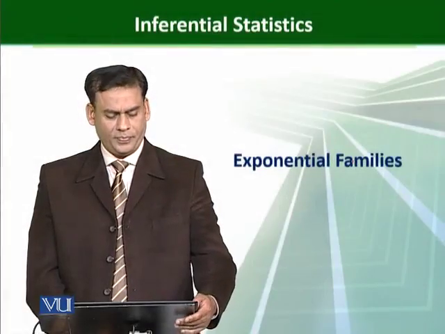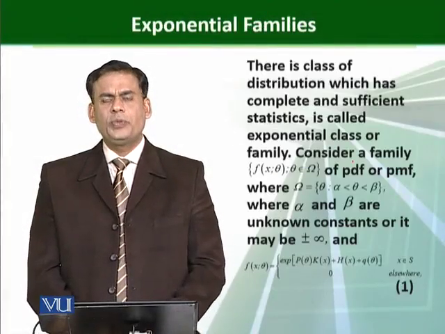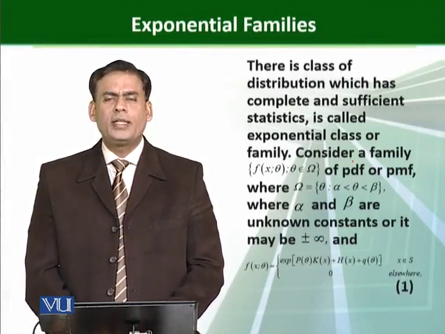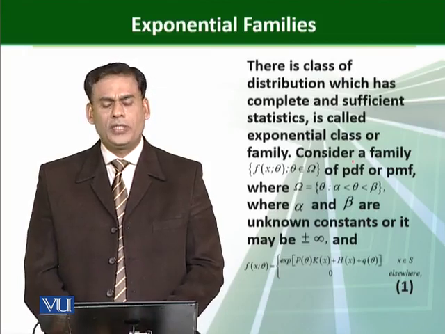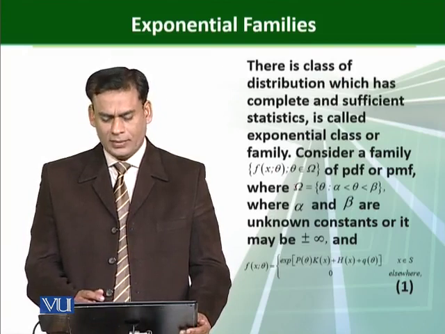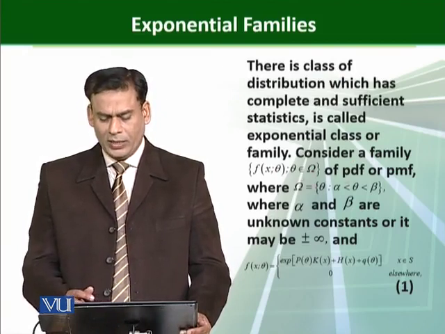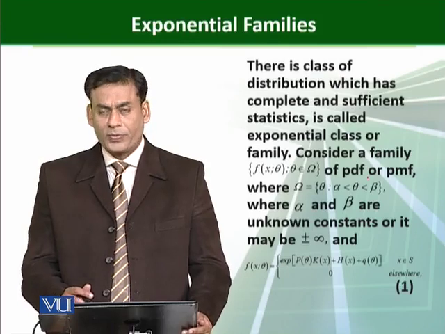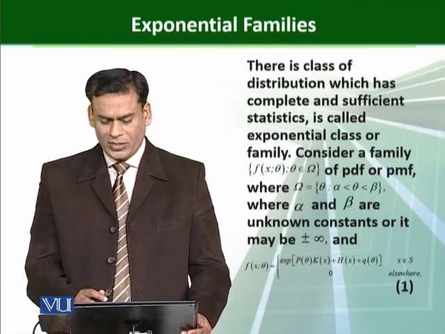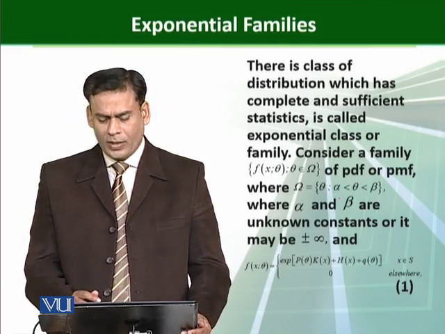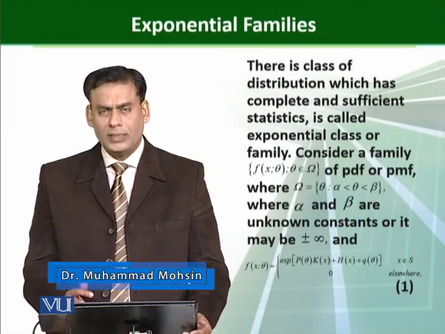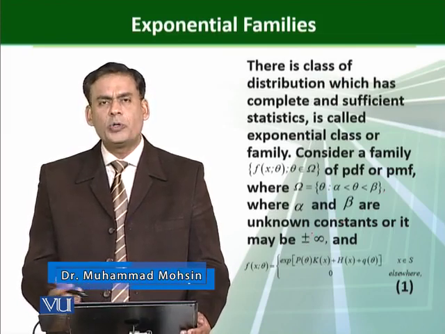Exponential families. There is a class of distribution which has a complete and sufficient statistic, called the exponential family or exponential class. Consider a family f of x theta, theta belonging to its parametric space, the probability density function or the probability mass function, where the parameter space, that is theta, is from alpha to beta, where alpha and beta are constants, or it may be from minus infinity to plus infinity.